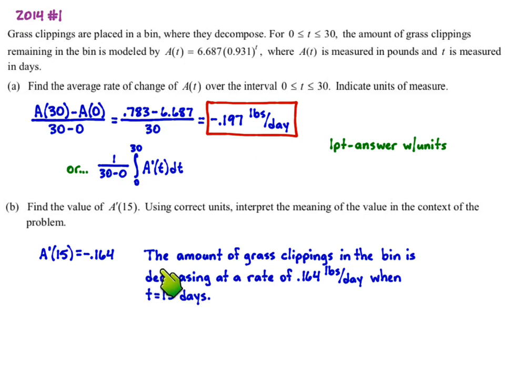So make sure we understand the 4 things. The amount of grass clippings in the bin is decreasing at a rate. So that is what it is. The value of this is 0.164, and you may go, well, why didn't you put negative 0.164? That's because I use the word decreasing. So the amount is decreasing because the rate is negative. This is the value, there's your units, and then this is your time. As far as points go on this, you're going to get 1 point for A prime of 15, and then 1 point for your interpretation using your correct units and having all 4 parts there.